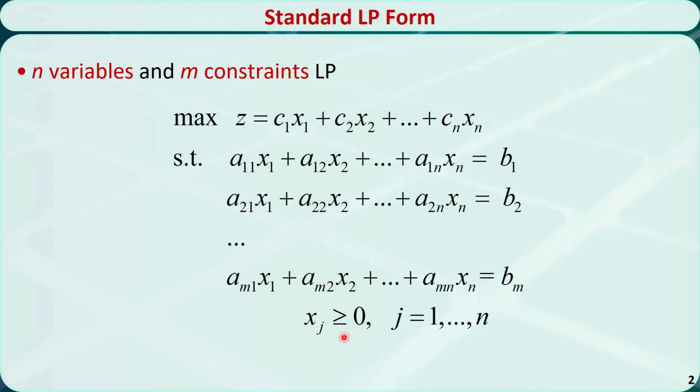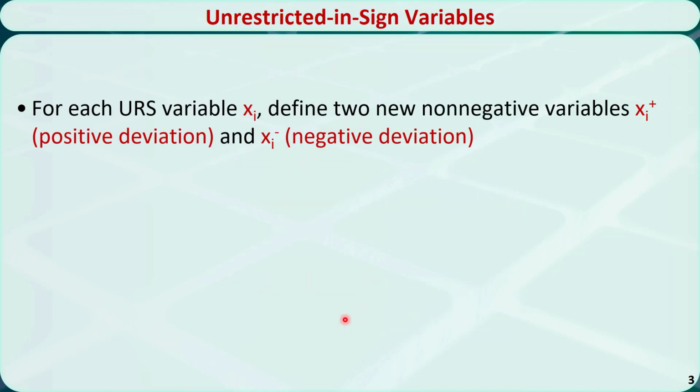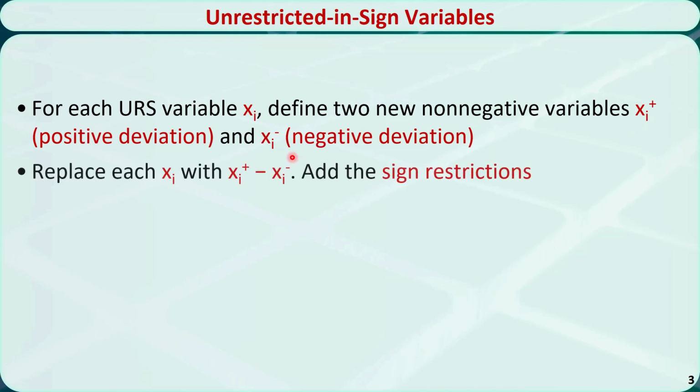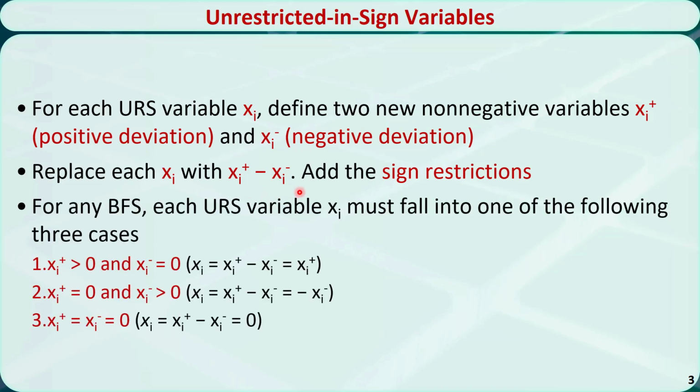To deal with this situation, for each unrestricted-in-sign variable xi, we need to define two new non-negative variables xi plus and xi minus. Xi plus denotes the positive deviation from 0, and xi minus denotes the negative deviation from 0. Then replace each xi with xi plus minus xi minus and add the sign restrictions. After that, we can apply the simplex method to solve the modified problem formulation.